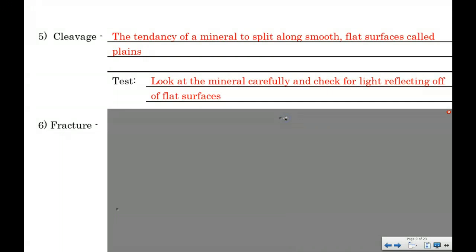The next thing is cleavage and fracture. Now, the cleavage is where it tends to split along smooth or flat surfaces, or cleavage planes. If you look at a mineral carefully and check for light reflecting off of flat surfaces, you can kind of see that. The other thing is you can hit it with a hammer, and if it breaks cleanly along regular flat surfaces, then it cleaves.